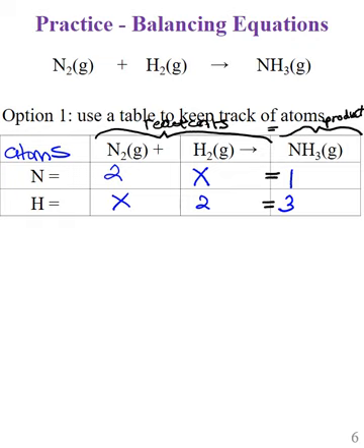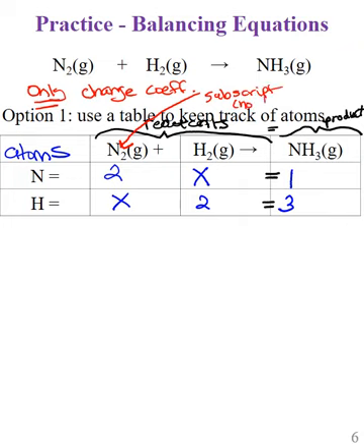The only thing we can do to an equation is change the coefficients. I'm going to abbreviate it as COEFF for coefficients. That means we can change the number out in front. We cannot change the subscripts. Like this 2 here is a subscript. We cannot touch that at all. So no touchy. Alright, so let's change these coefficients.